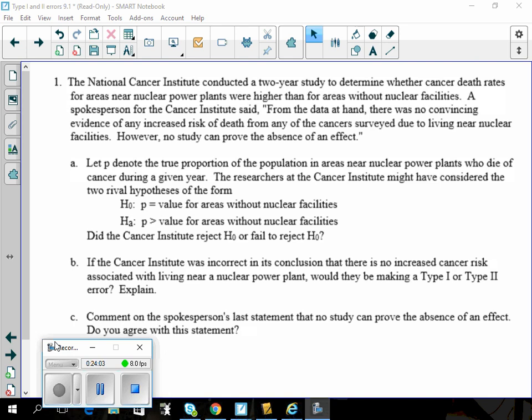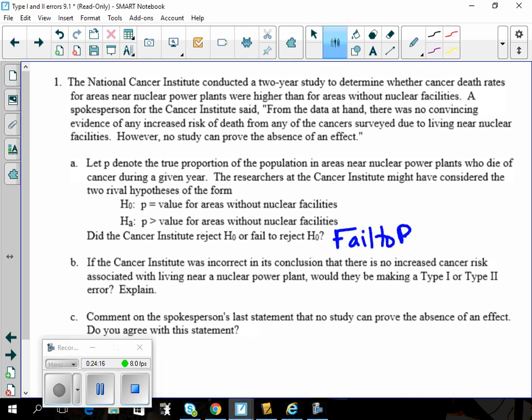But in number 1, did the Cancer Institute reject or fail to reject the null hypothesis? What did they do? They failed to reject the null, okay? So when we're looking at our chart on the back, when I make an incorrect conclusion and I fail to reject the null, isn't that a possibility of a type 2 error? Okay, so that's why part B says, would they be making a type 1 or a type 2 error? That's type 2. Would you agree? Okay.